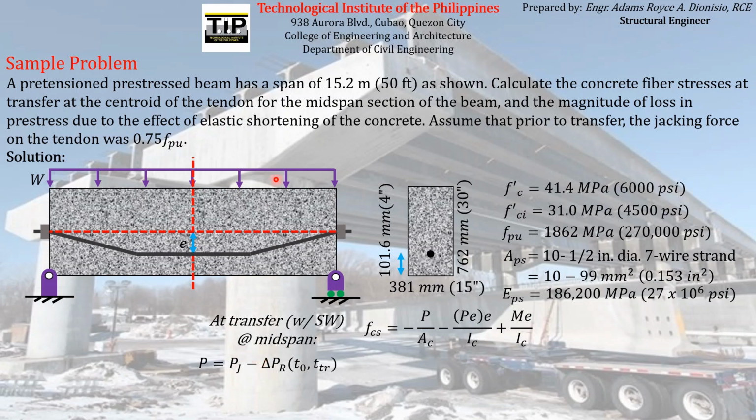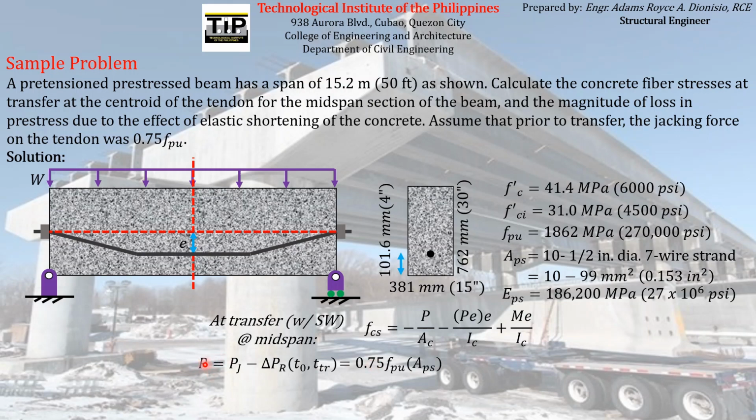So therefore, with that mentioned, we can say that the magnitude of P, which is again the force that was transferred to the concrete element after the pre-stressing reinforcement was cut, or before the actual transfer, as mentioned in the problem, we can assume is just equal to 75% of the ultimate strength of the pre-stressing reinforcement.